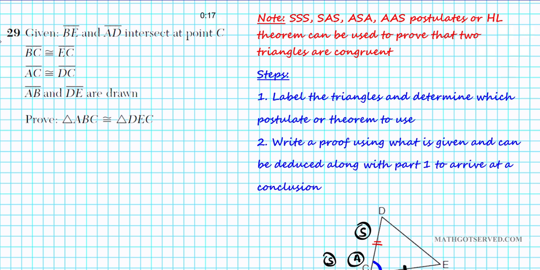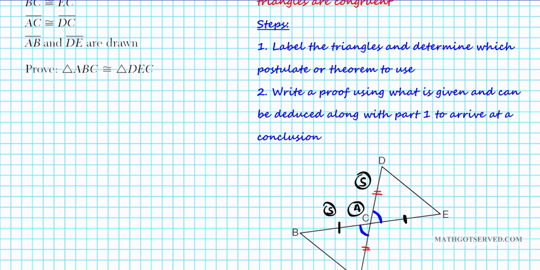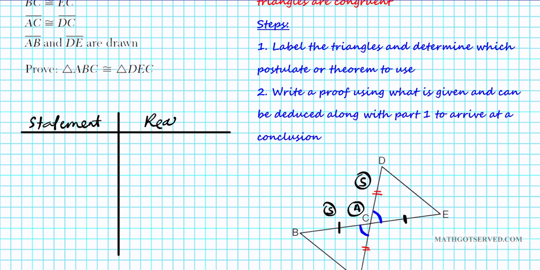We're going to set up our proof using the SAS format. I want to use SAS to conclude that our triangles are congruent. So I'm going to go ahead and start my two-column proof. On the left column, I'm going to have my statements. And on the right-hand column, I'm going to have my reasons. You have to have justification for why you're making whatever statement you're making.